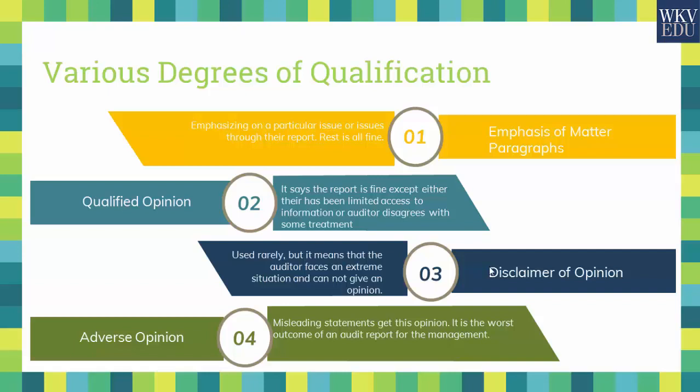One is where he had an issue with a couple of things. Rest everything was fine, so he just wanted to bring it to the notice of the stakeholder. A qualified opinion was where everything was fine, but either he had limited access to the information or there were a couple of treatments where he was not completely in agreement with the management. Third was a disclaimer of opinion, where the auditor says that he or she has not been given enough scope or enough information to comment on the statements that have been prepared. And lastly, an adverse opinion is where he or she puts the foot down and says that these statements are untrue and unfair and are not reflecting the true picture of the firm.